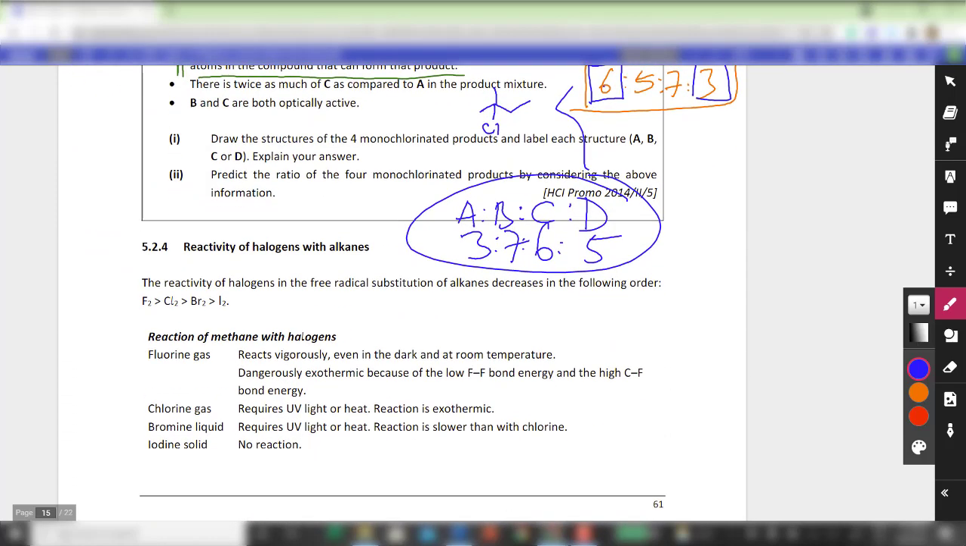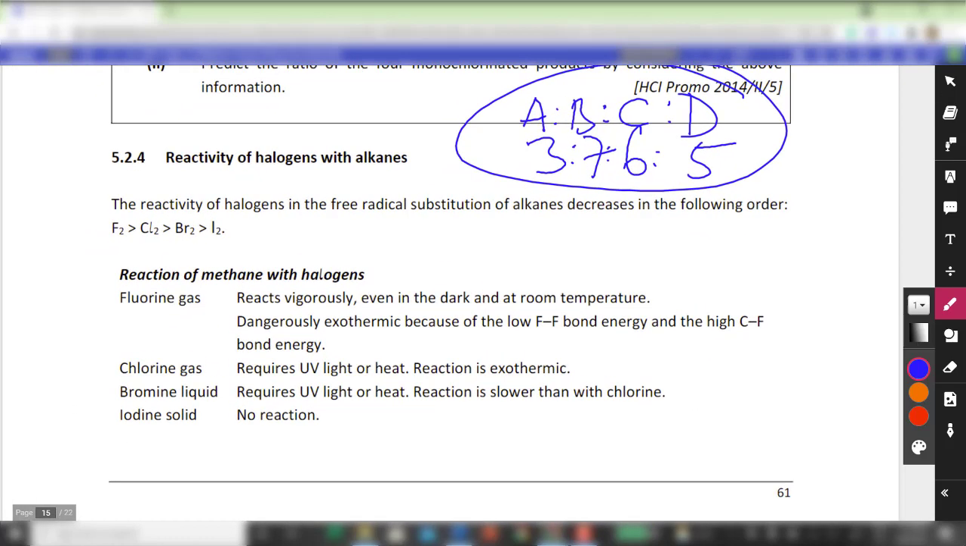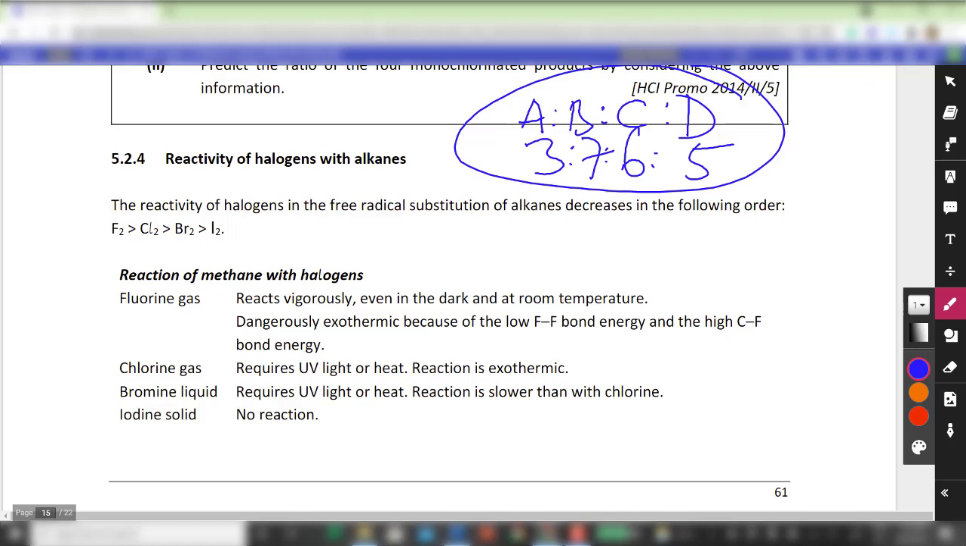Okay, next we are looking at the reactivities of halogens with alkanes. I think there are a lot of details on this, so I don't want to go into all the great details, as it's not the purpose of H2. You can read more about them or look for more materials.